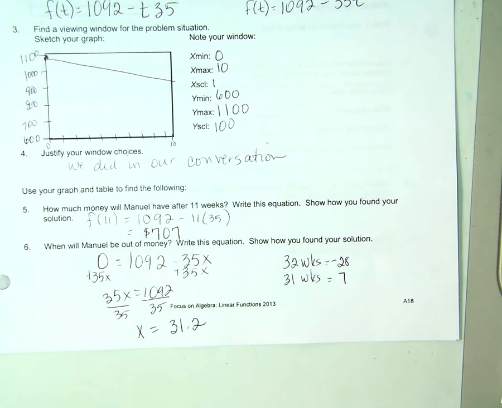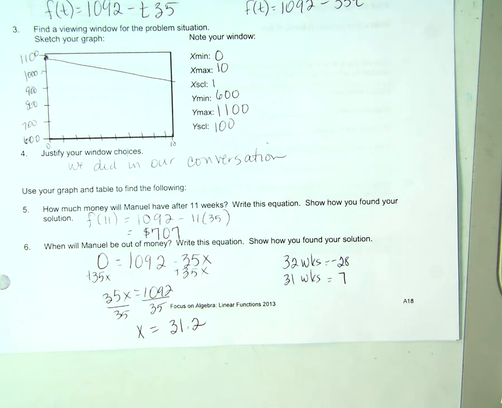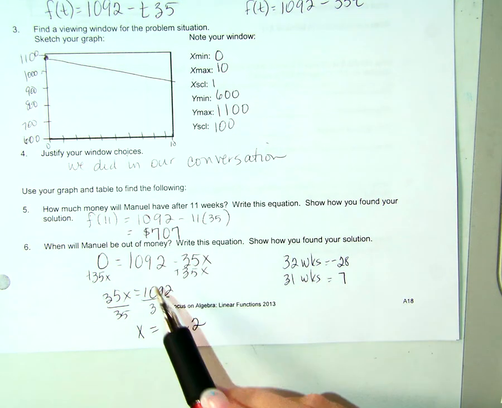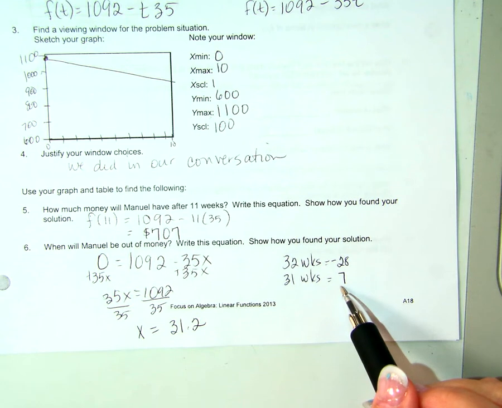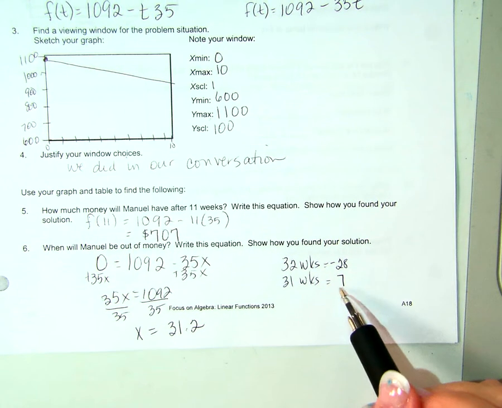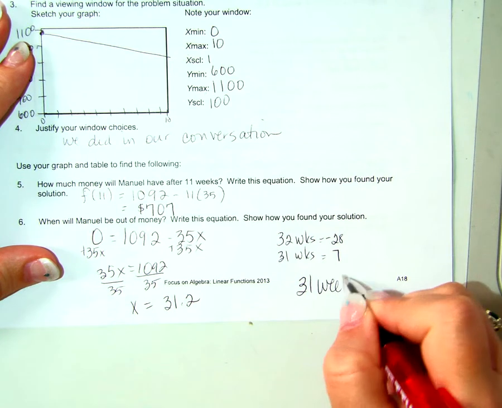So let me ask this again. When he gets to 31 weeks, can he spend $35 more? So technically, is Manuel out of money? No, because he still has $7. But can he go another week? So how are we going to answer this question? 31 weeks. Very good.